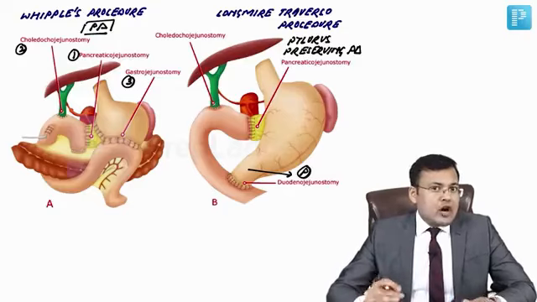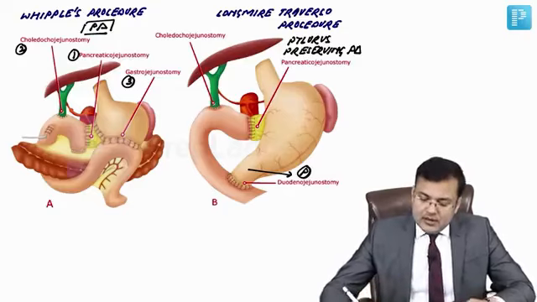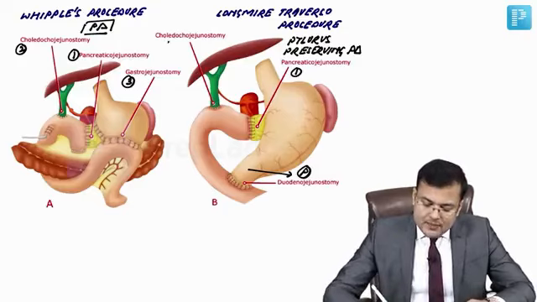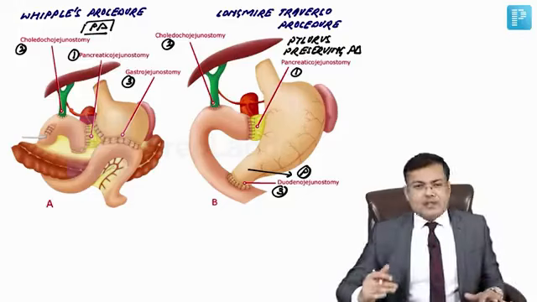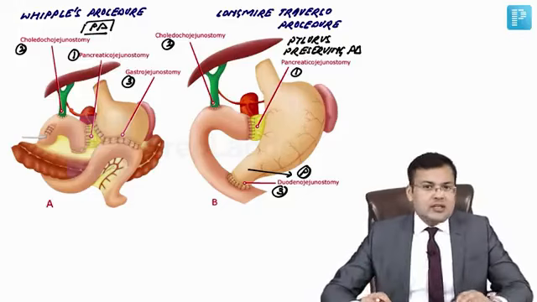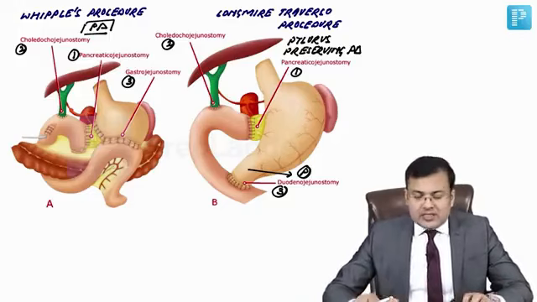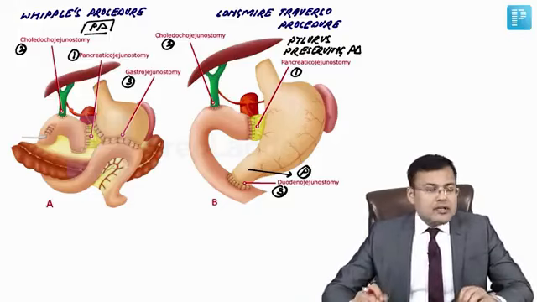What is the difference in Longmire-Traverso procedure and Whipple's? The first anastomosis is same, second anastomosis is same. Here you can see I am preserving pylorus, so third anastomosis is duodenojejunostomy. Simple. So in these anastomosis, maximum risk of leak occurs at which site?